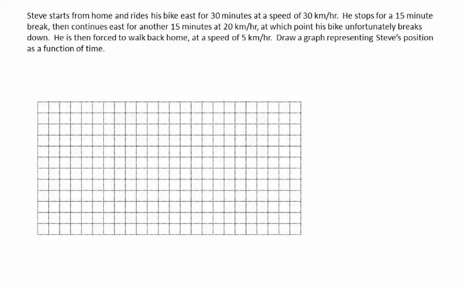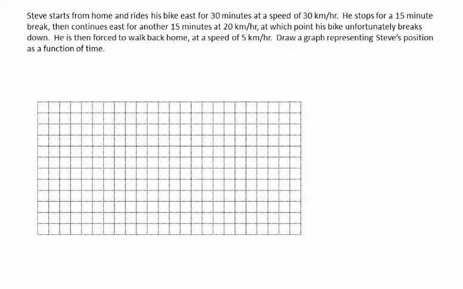Steve starts from home and rides his bike east for 30 minutes at a speed of 30 kilometers per hour. He stops for a 15-minute break, then continues east for another 15 minutes at 20 kilometers per hour, at which point his bike unfortunately breaks down. He is then forced to walk back home at a speed of 5 kilometers per hour.